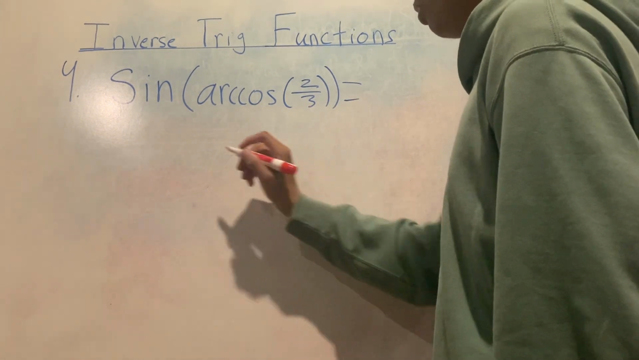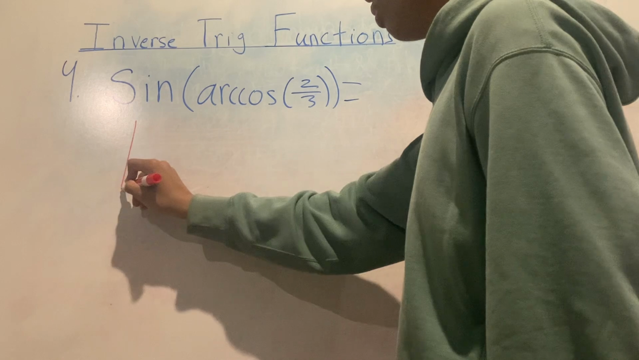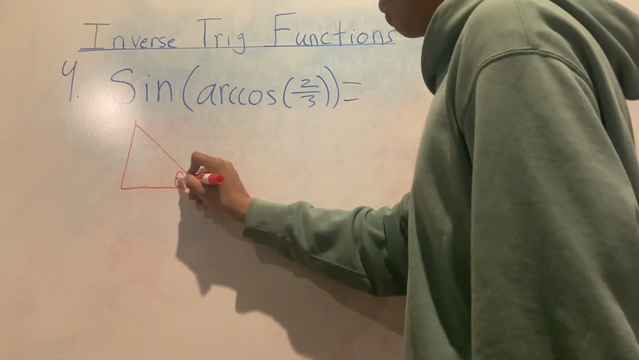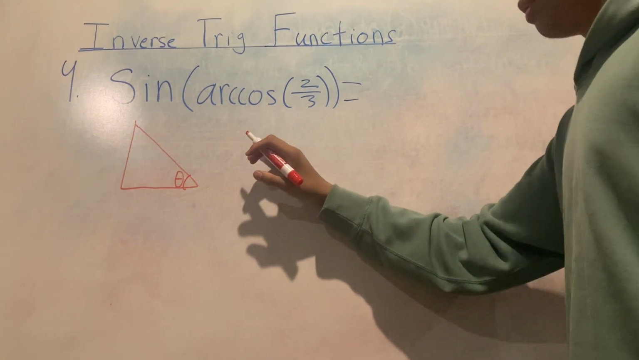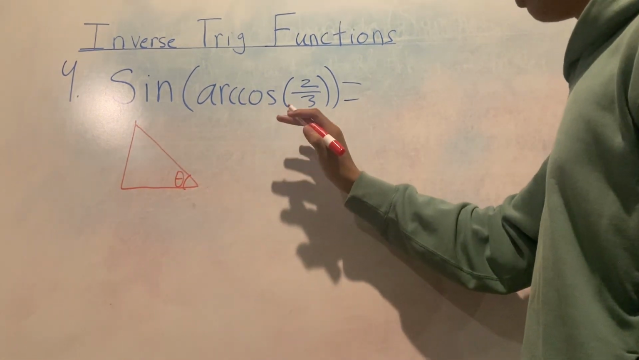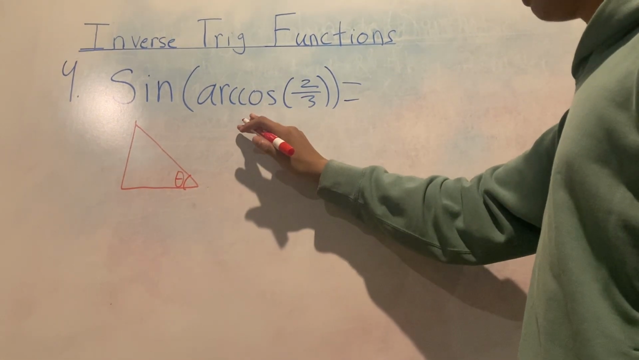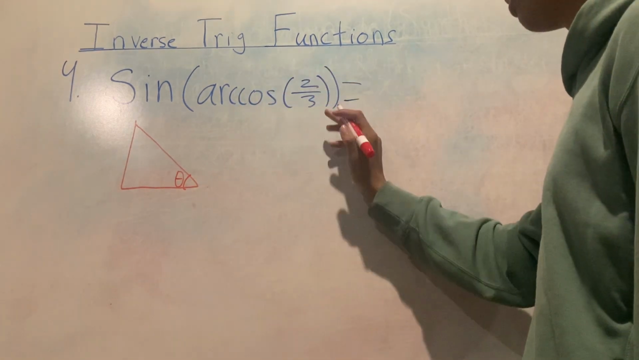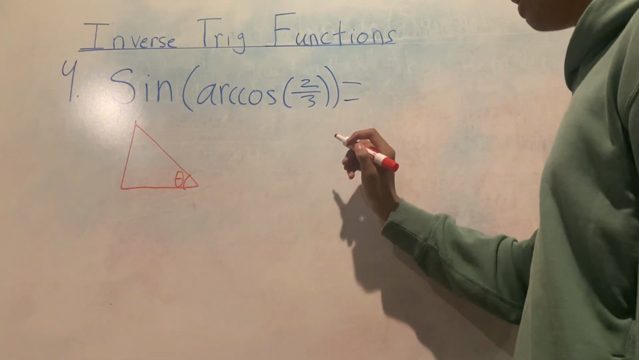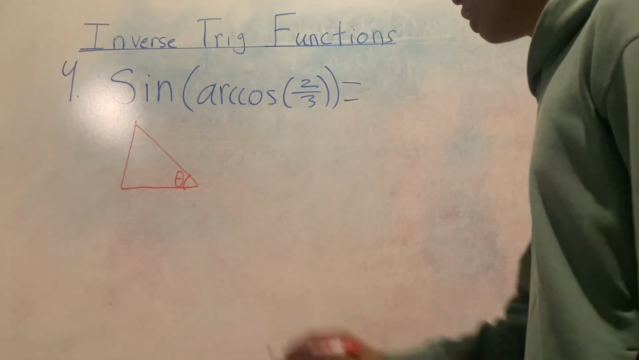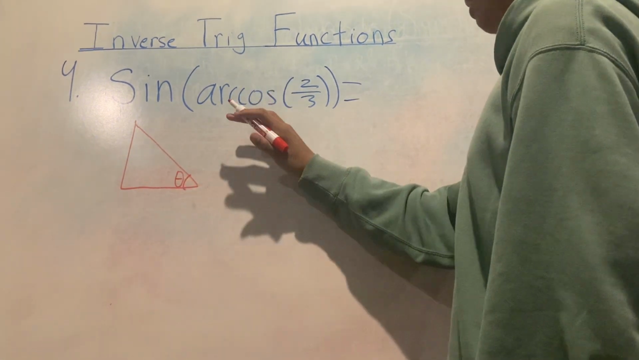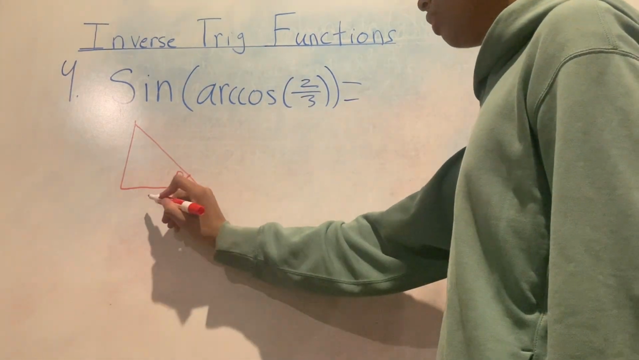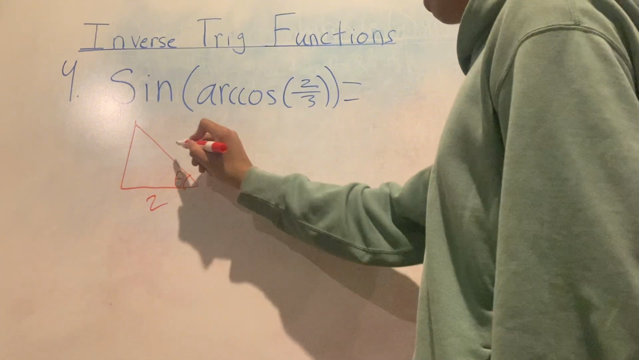First thing you have to do is draw a right angle triangle and then make this theta. And now you have to fill in the side lengths. So you're given arc cosine. Pretend arc cosine is not a thing. Pretend this is just cosine 2 over 3. And cosine is adjacent over hypotenuse, and they've given that it's 2 over 3. So the adjacent of theta is this right here, so 2, and the hypotenuse is 3.